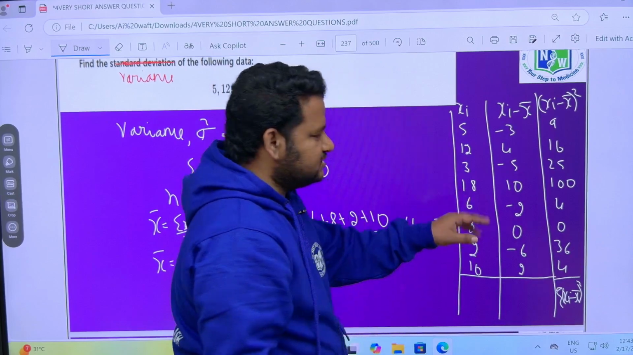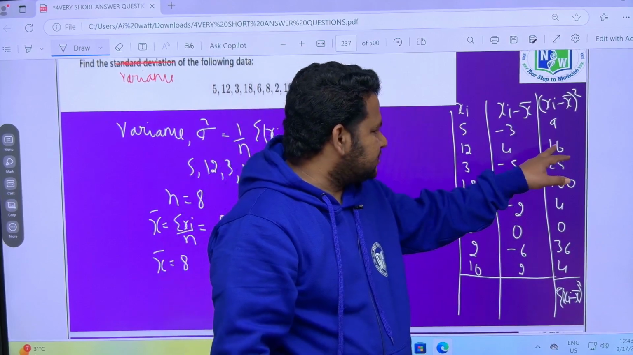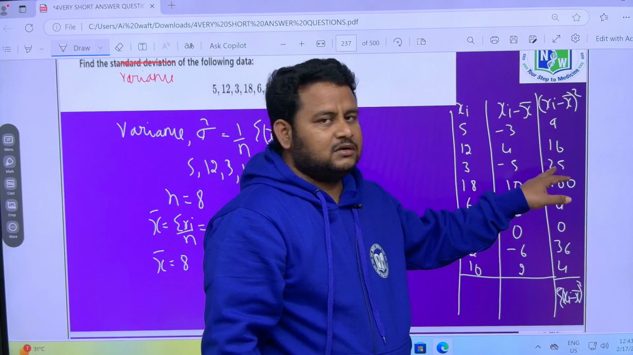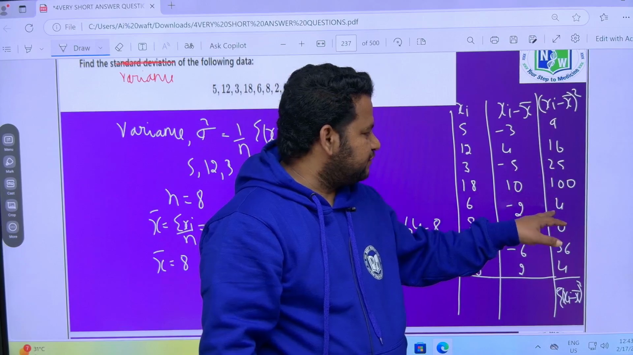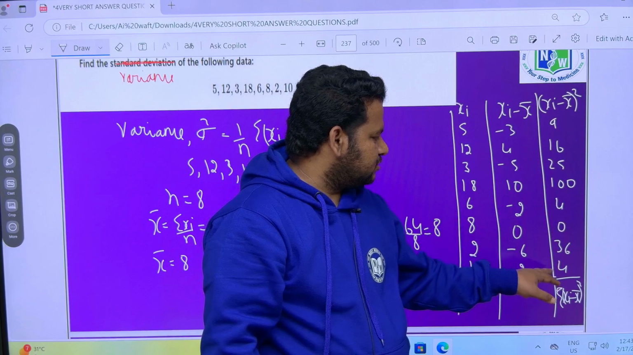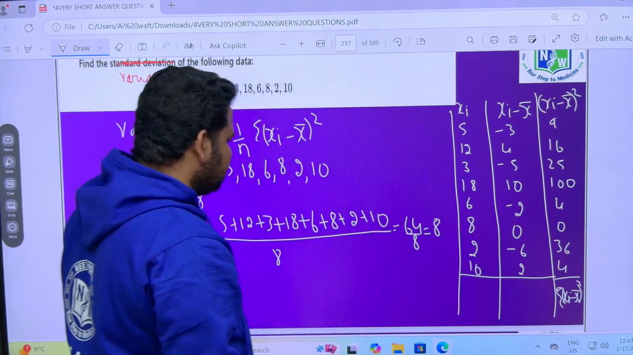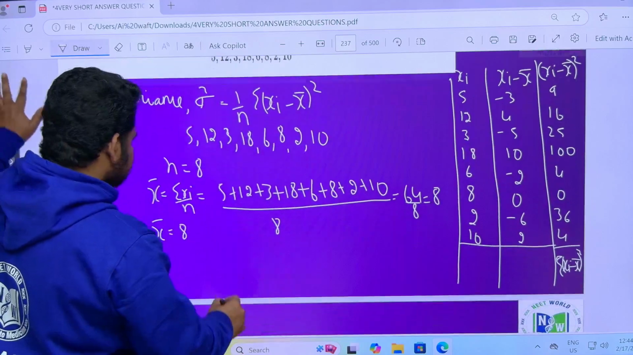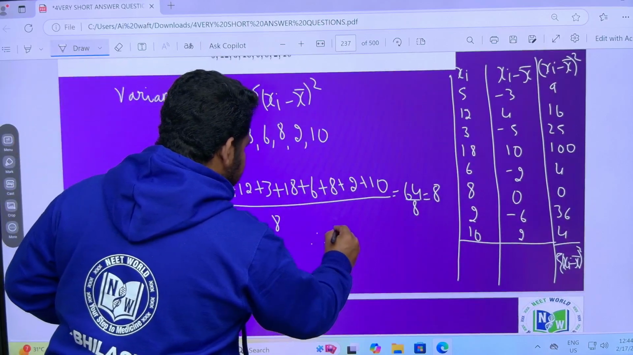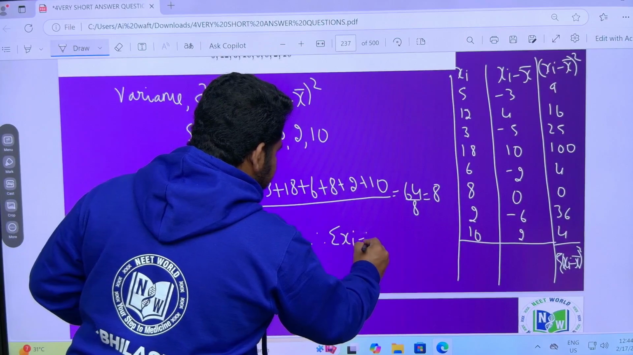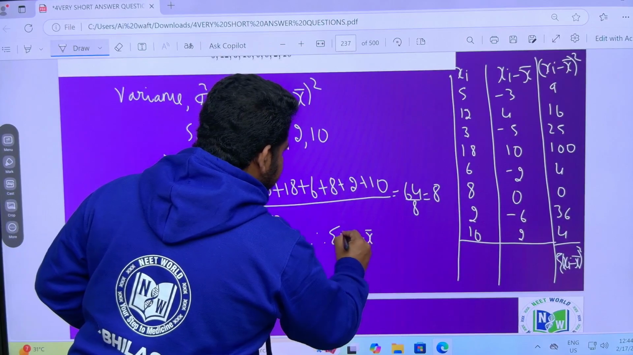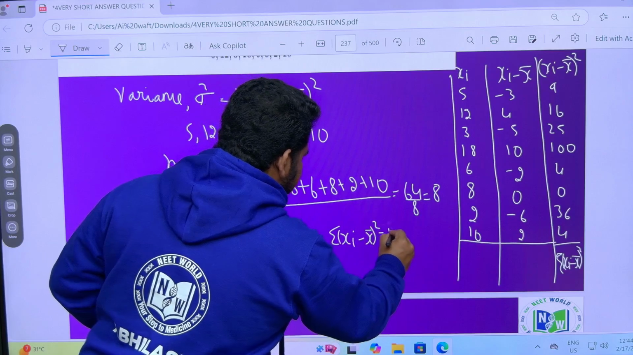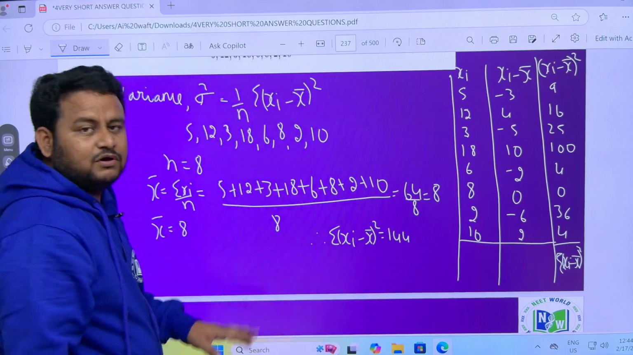Now we have to add these. 9 plus 16 is 25. 25 plus 25 is 50. 50 plus 100 is 150. So we will get the summation of xi minus x bar whole square equal to 144. We got it as 144.